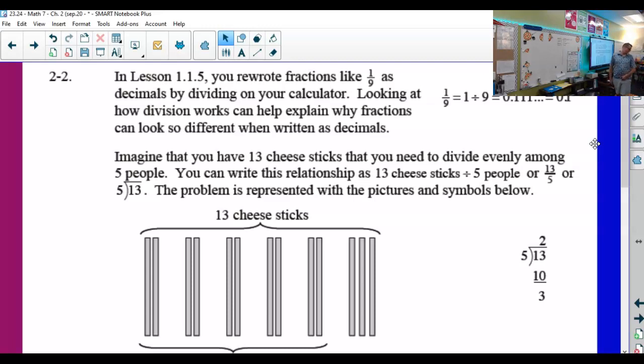2 and 3. So the denominator, the bottom of the fraction, is how many pieces you need to cut the cheese into. Right, so when you guys started, what did you do first? Everyone got 2, then how many were left? 3. So what did you do with the 3 cheese sticks that were left?